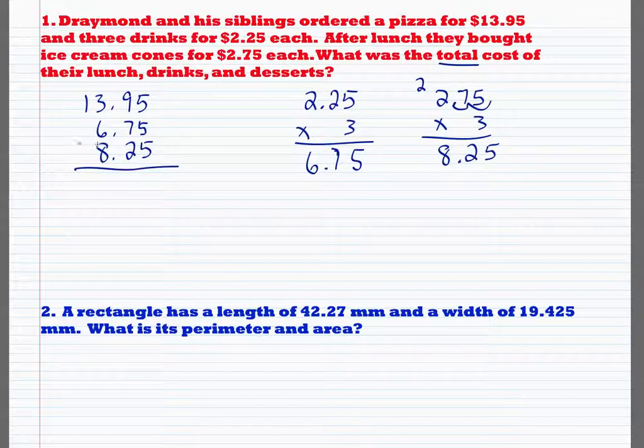Alright, and again, we're finding the total cost, so we're going to add these all together. Again, my decimals are lined up. Let's bring our decimal down so we don't forget it. Now it's just a matter of doing some addition. So 5 plus 5 plus 5 is 15. We're carrying a 1. That's 10 plus 7 is 17. Plus 2 is 19. We're carrying a 1. 3 and 1 is 4. Plus 6 is 10. Plus 8 is 18. Again, we're carrying a 1. And 1 and 1 is 2. So the total cost for the siblings is $28.95.